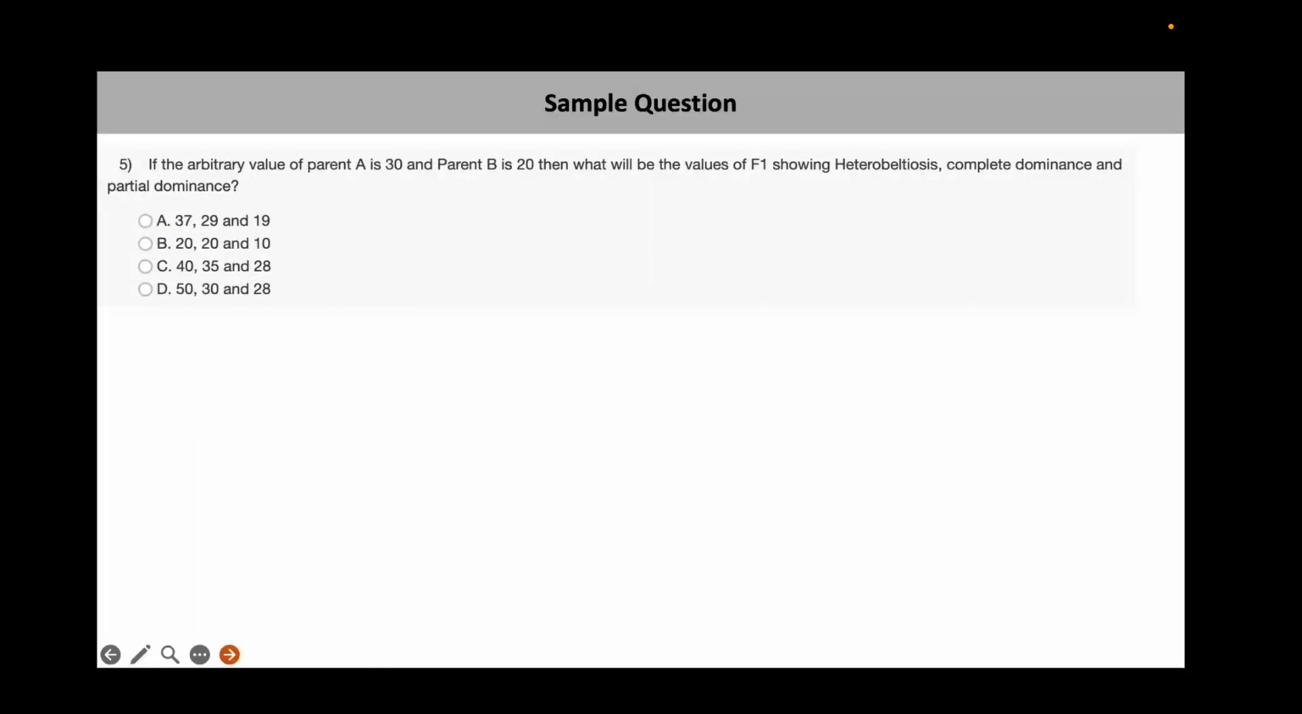So the next question is: if the arbitrary value of parent A is 30 and parent B is 20, then what will be the values of F1 showing heterobeltiosis, complete dominance, and partial dominance? I give you 2 minutes. You can try solving this question.